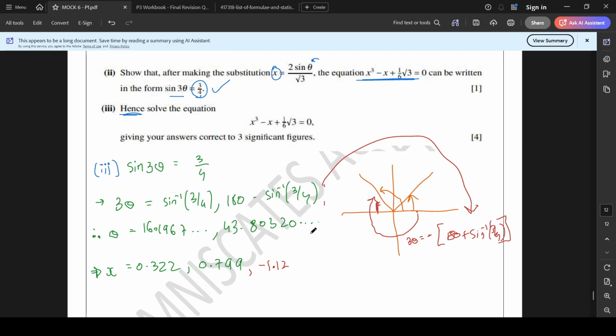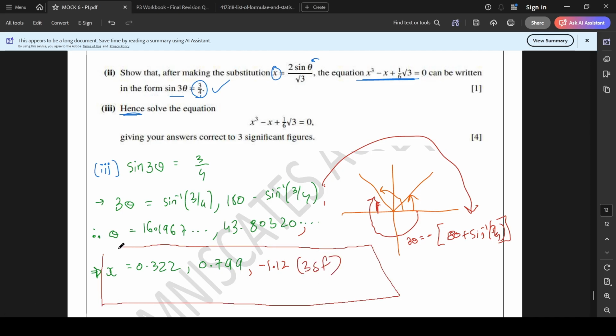Of course, you can show the steps over here that the third value of the 3 theta is this. And after that, you are writing the next value over here by dividing it by 3 and finally putting it back into this equation. And yeah, this will be your 3 answers correct to 3 SF as mentioned in the question. And you are done with this question.